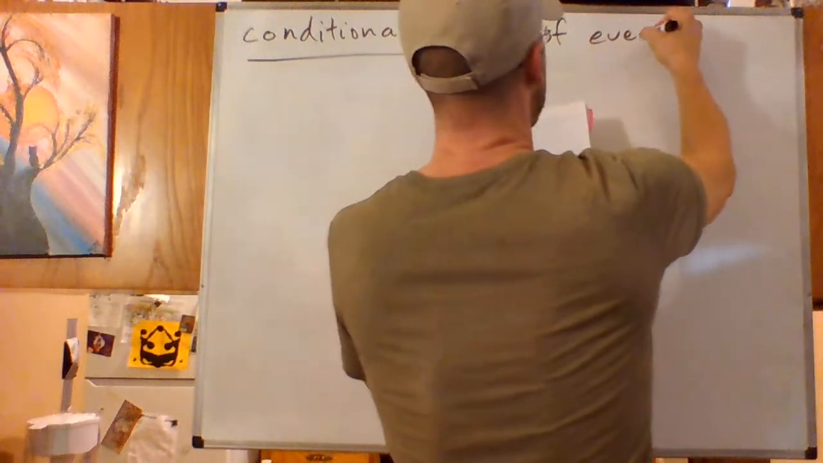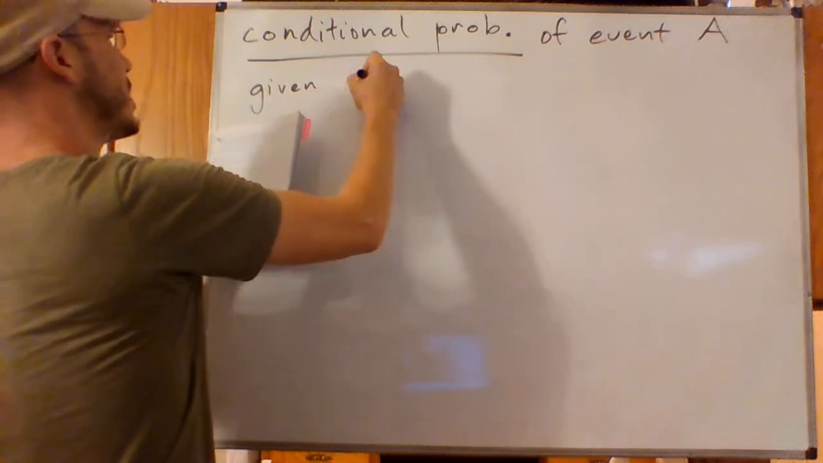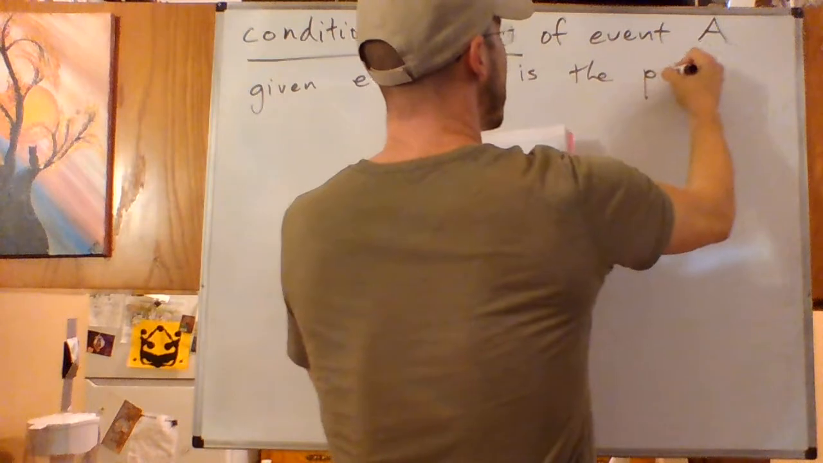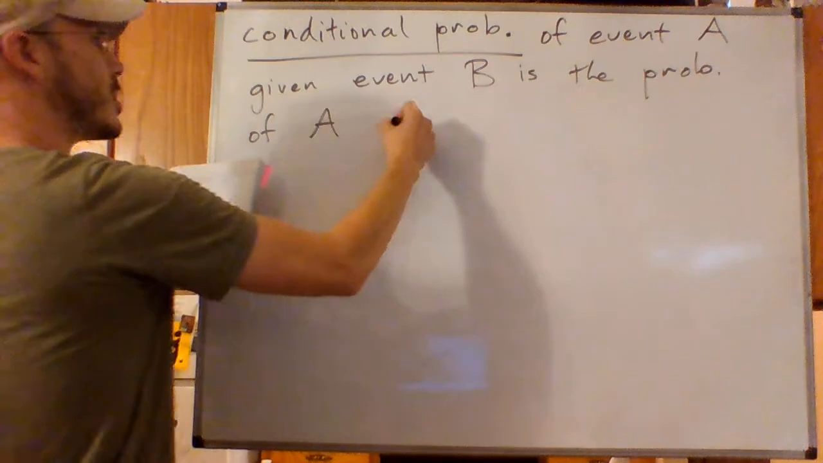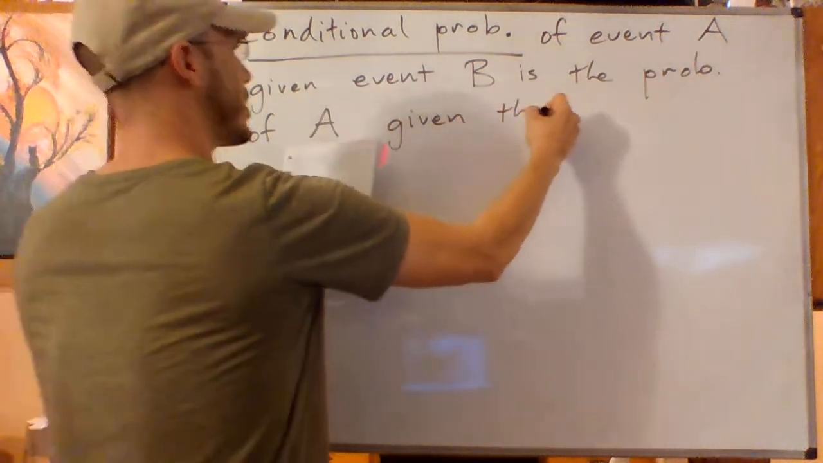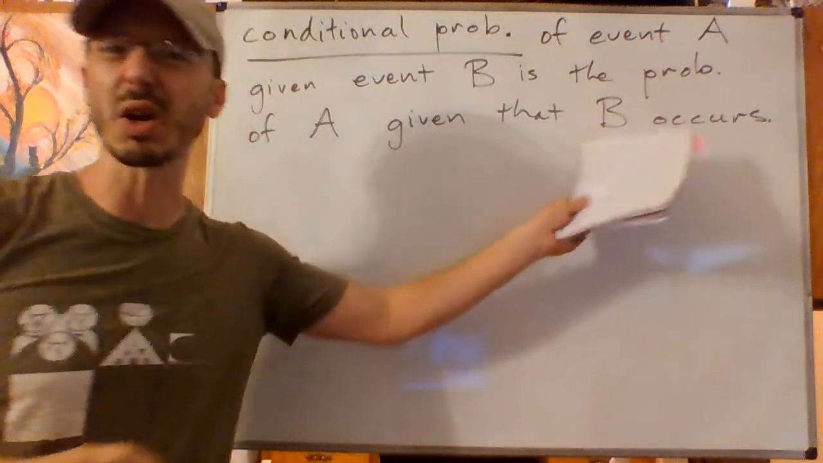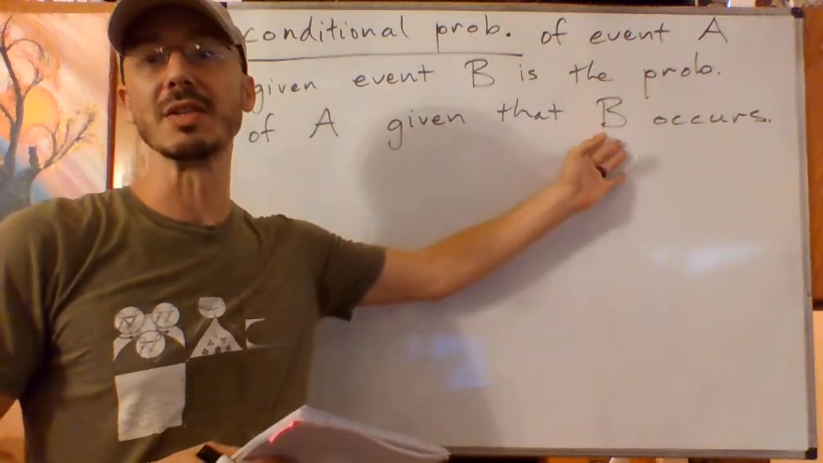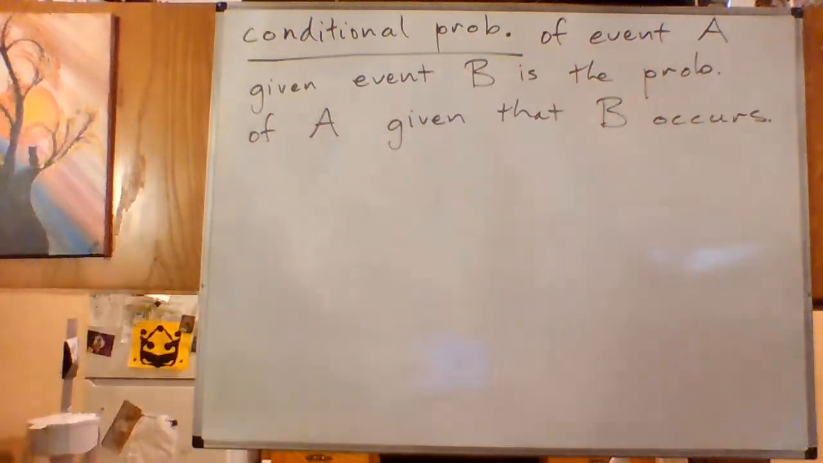The conditional probability of event A given event B is the probability of A given that B occurs. Either it has already occurred or we know it's going to occur or something like that. As long as B occurs, sometimes it will change the probability of A. And that's what's meant by the conditional probability.